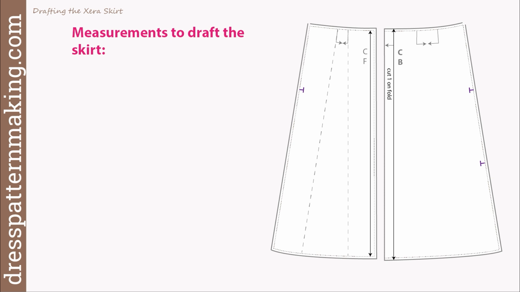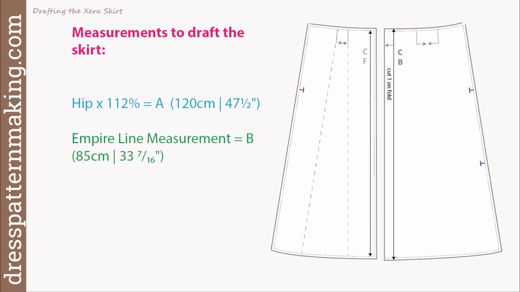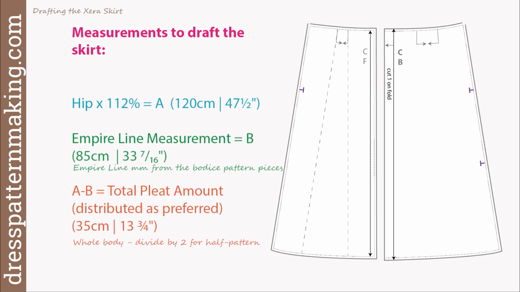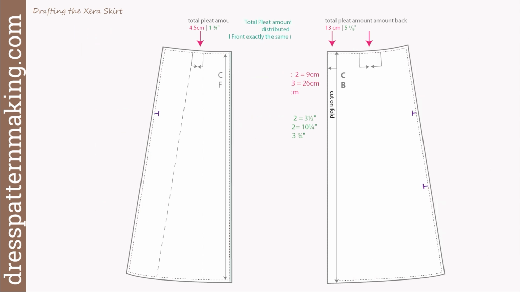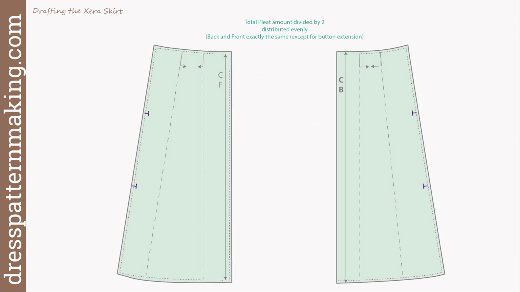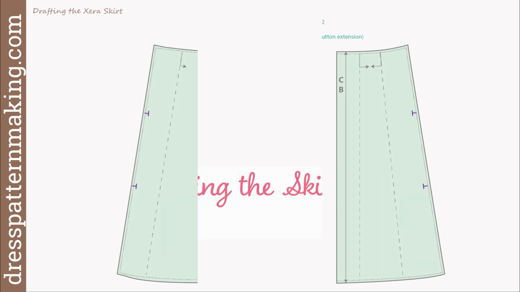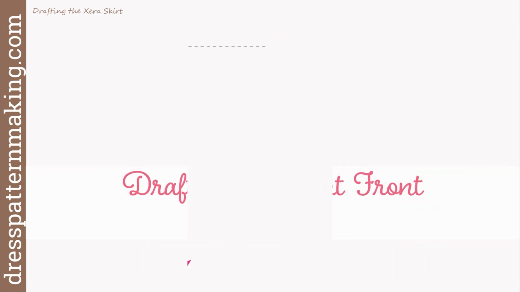So the measurements and calculations for the hip and pleat amounts are: body hip measurement times 112% equals A, and I've given you an example of what A is for me. Total empire line measurement equals B, and that's from the bodice pattern pieces, and I've given you what B is for me. Then you take A minus B and you have the total pleat amount. That's the whole body. You need to divide by 2 as we're drafting only half the pattern. Then that's distributed as you wish. You could put half of that amount in a pleat in the front and half in the back, or otherwise as you wish. So now starting to draft the skirt front.